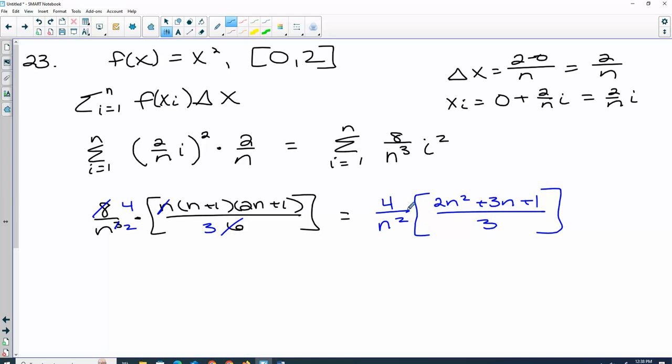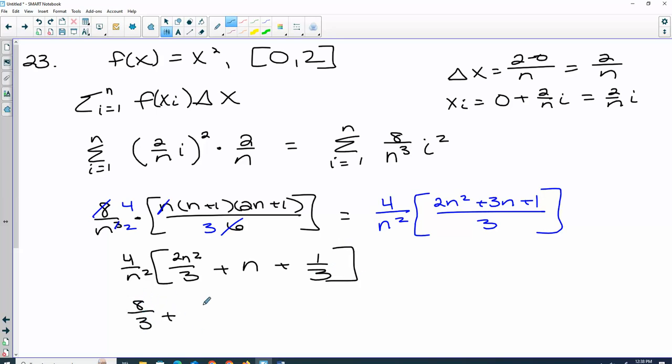If I distribute, I don't want to do too much on this. So think of it as 4 over n squared times 2n squared over 3. 3n over n is just n plus 1/3. So I'm distributing here. So we get 8/3 plus 4 over n plus 4 over 3n squared.